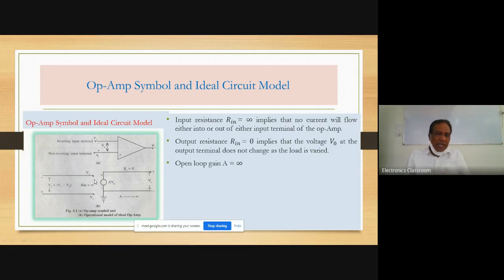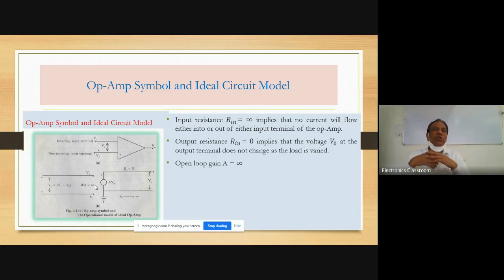We can look at this figure again. V1 and V2 are the two inputs to the operational amplifier. The difference Vd is a differential input signal, and these two terminals are open circuit, and that's why the input resistance is infinite. If resistance is infinite, that means the opposition is infinite. We can conclude that no current will flow into the op amp or out of the op amp.